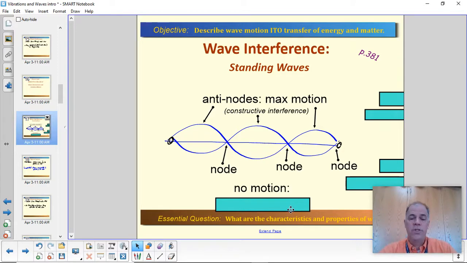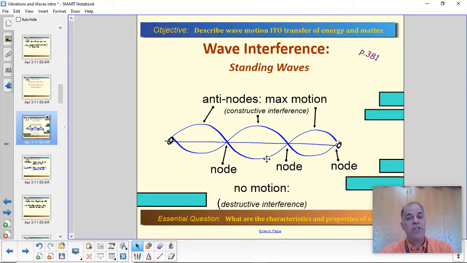Now, for the nodes, in contrast, that's where we have destructive interference. And this is where we always have a crest overlapping with a trough, or vice versa. Or sometimes, if we have a slight upward deflection from one wave, it's going to meet a slight downward deflection from the other wave, and they're always going to perfectly cancel at that point. Those are called the nodes. There's no motion there, and it's the result of destructive interference.